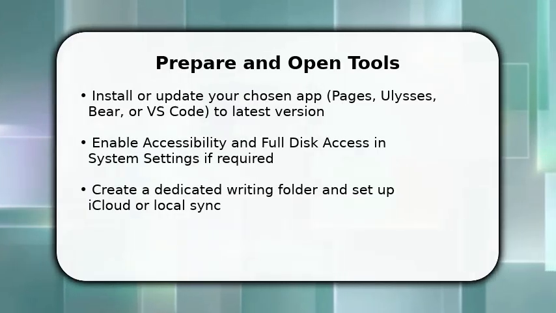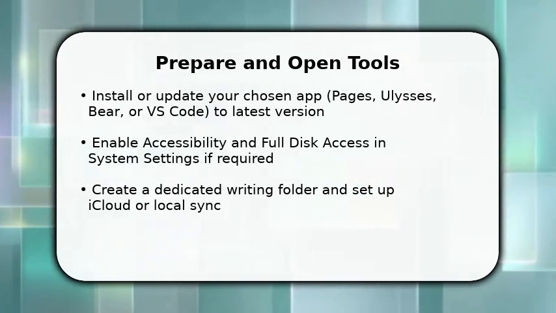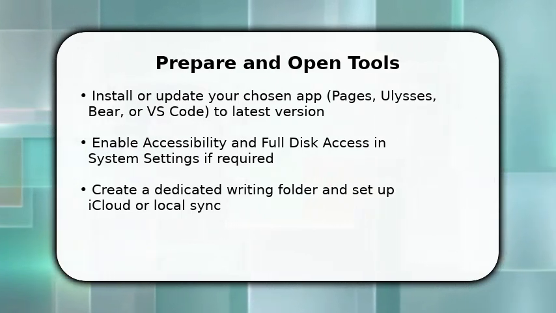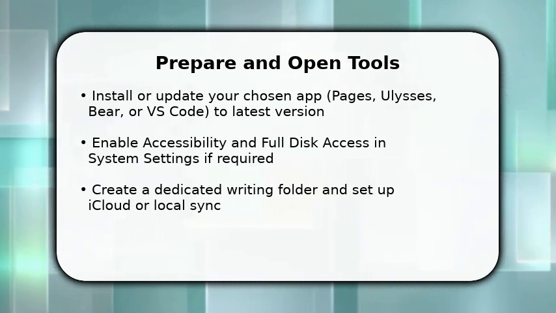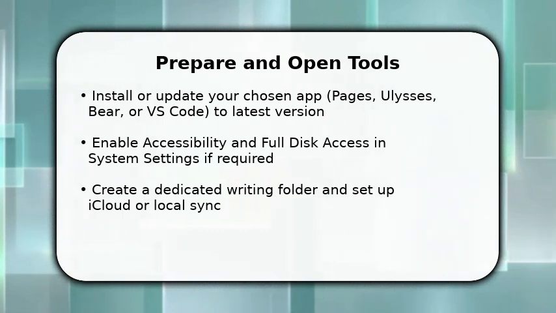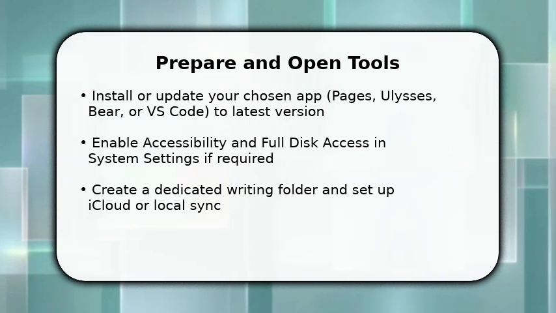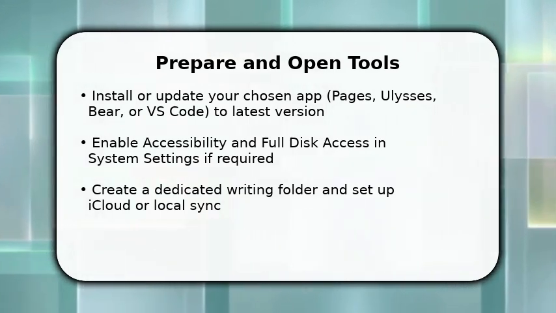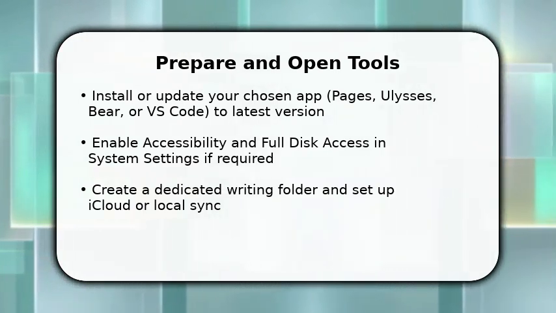You'll start by preparing the essentials. Open system settings and grant any accessibility or full disk access permissions that writing apps request because they need file and shortcut control. Next, install or update your chosen app and sign into iCloud if you want sync. Once done, create a dedicated writing folder and point the app at it. This keeps versions and backups tidy. Make sure autosave and version history are enabled so you don't lose drafts mid-session.